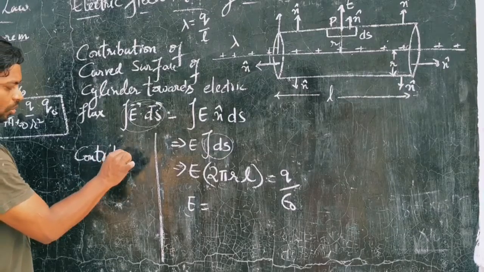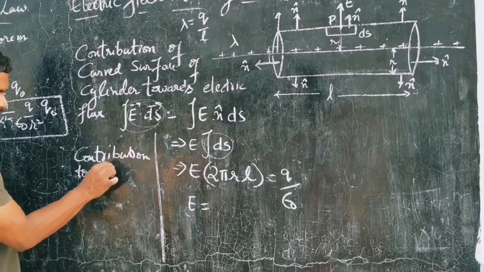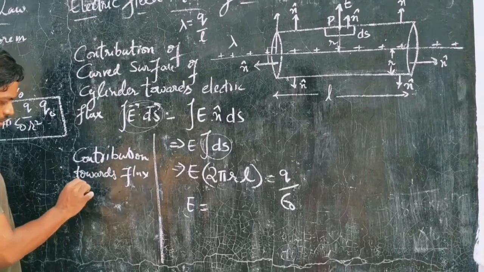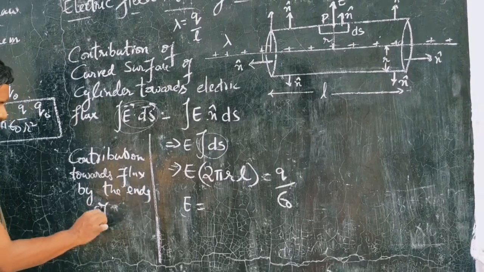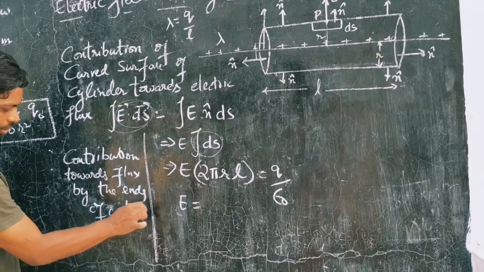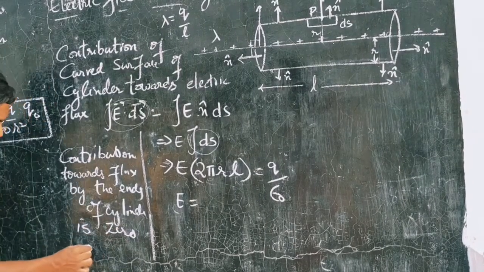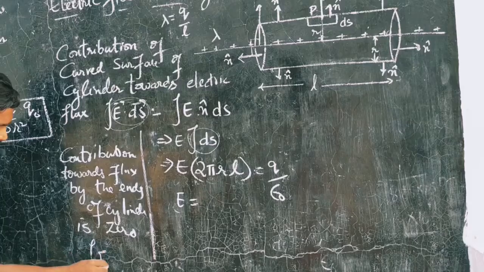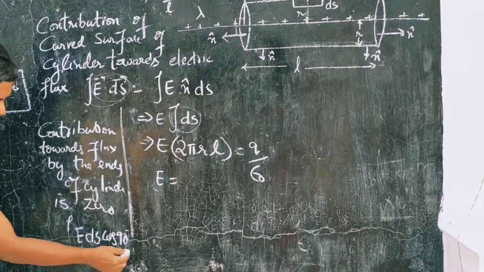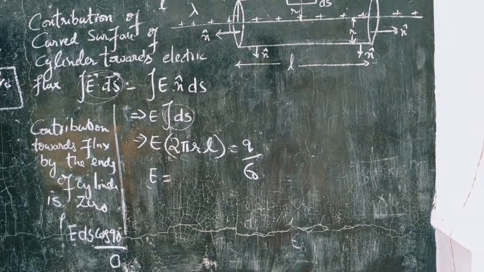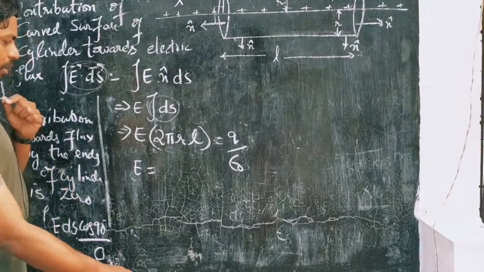Contribution towards flux by the ends of the cylinder is 0. Why is it 0? Because in this integral, ds cos 90 value is 0, so there is no flux because of the ends, right?